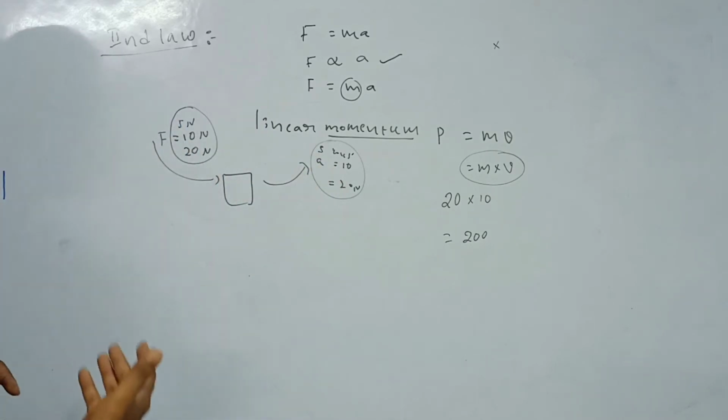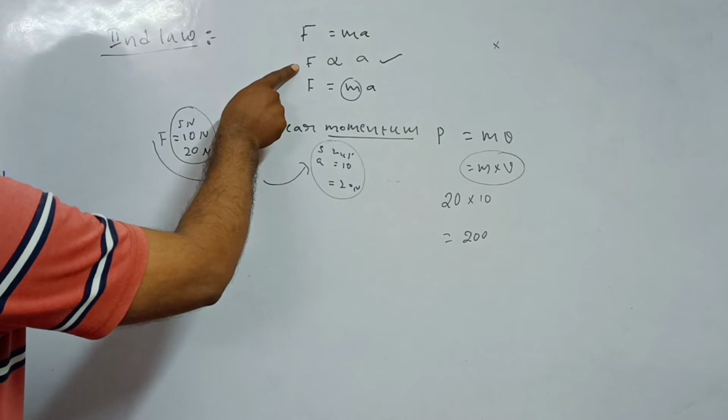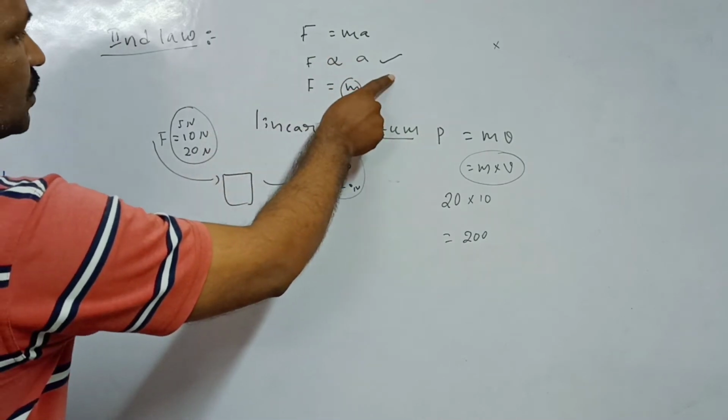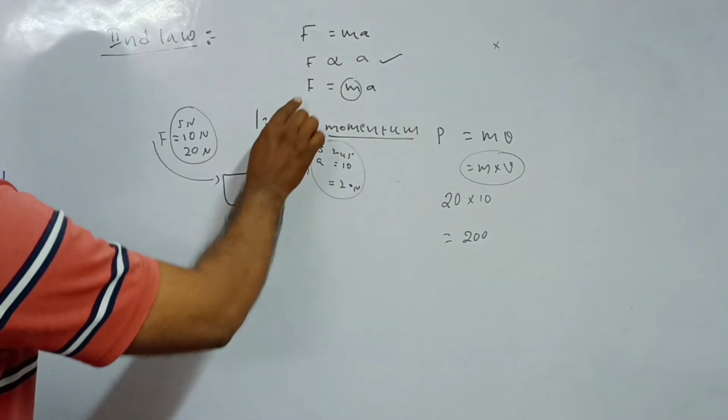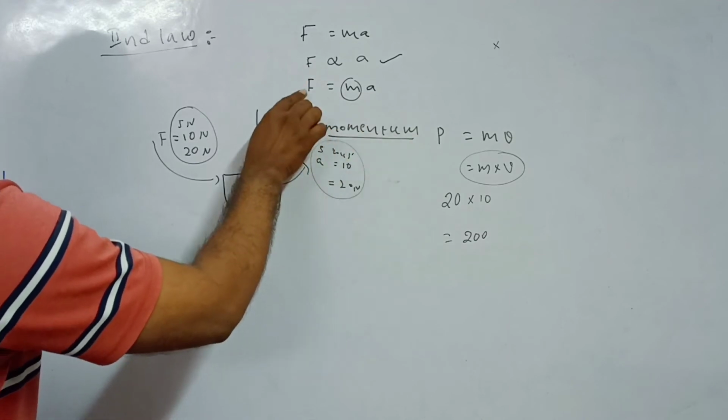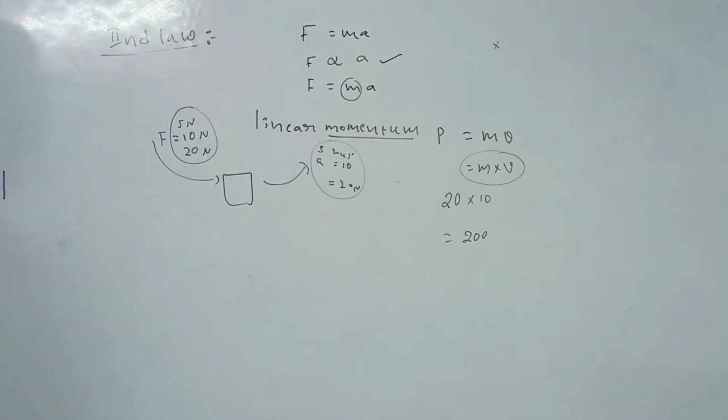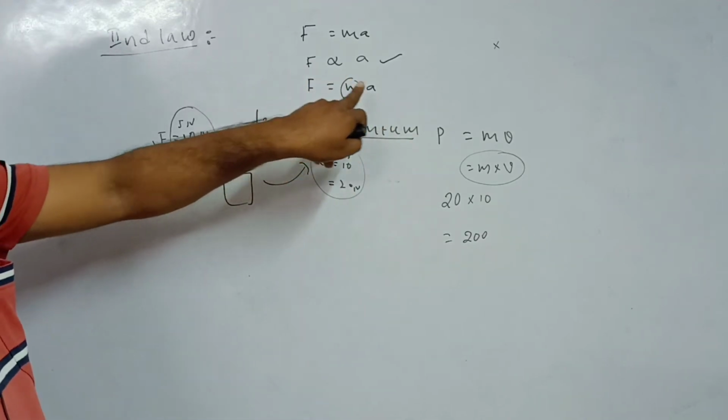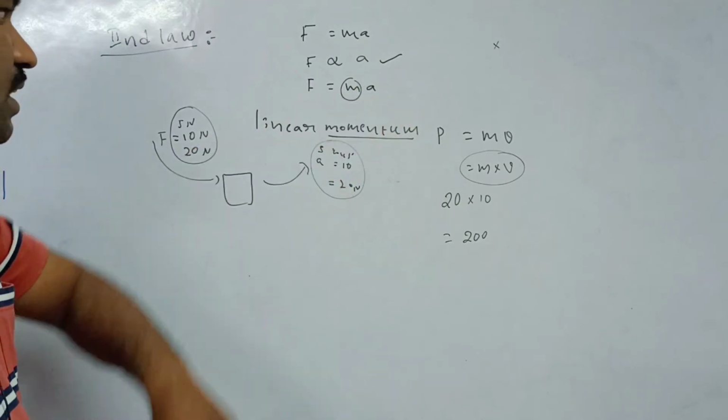Newton's second law states that the applied force is directly proportional to acceleration. From this relation, we can derive that F equals ma. So force is equal to the product of mass and acceleration.